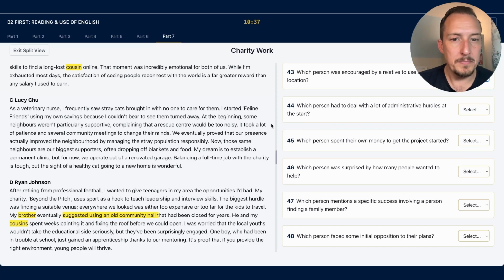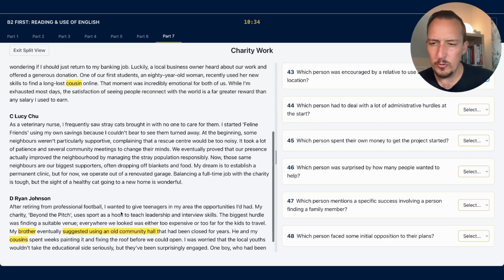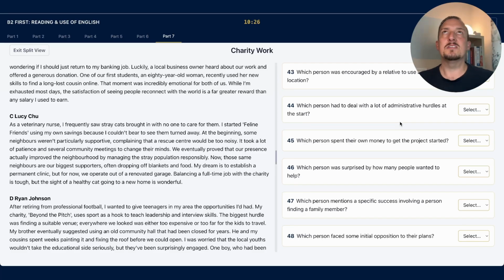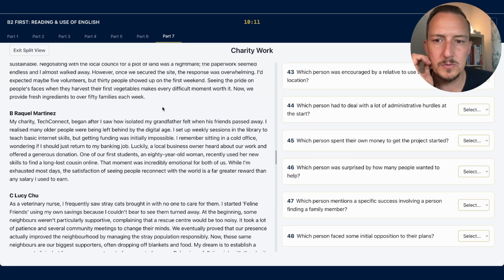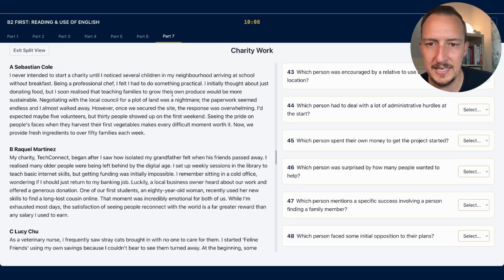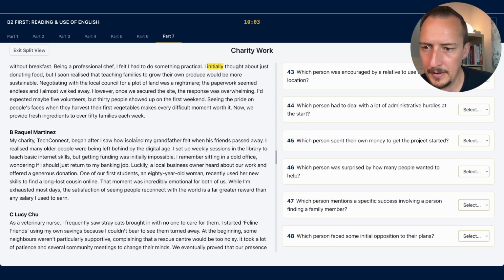Which person had to deal with a lot of administrative hurdles at the start? I do remember seeing the word hurdles, but just because I see the word hurdles doesn't mean it's going to be the right answer. Administrative hurdles, so things like documentation, paperwork, negotiation, maybe something to do with organization. That's what we're looking for. At the start, initially, that's not anything about a job. So no, it worked hard.